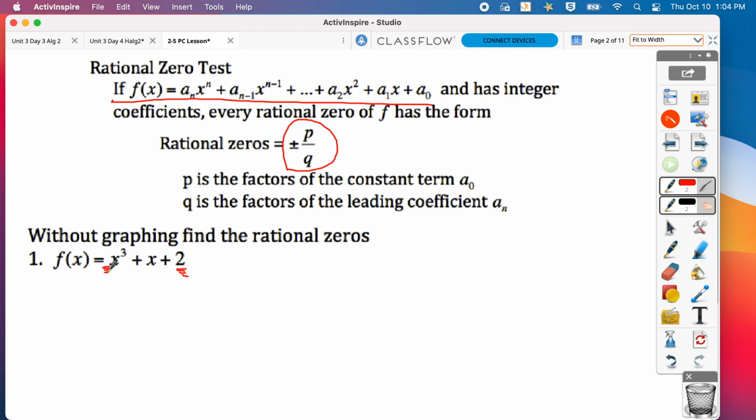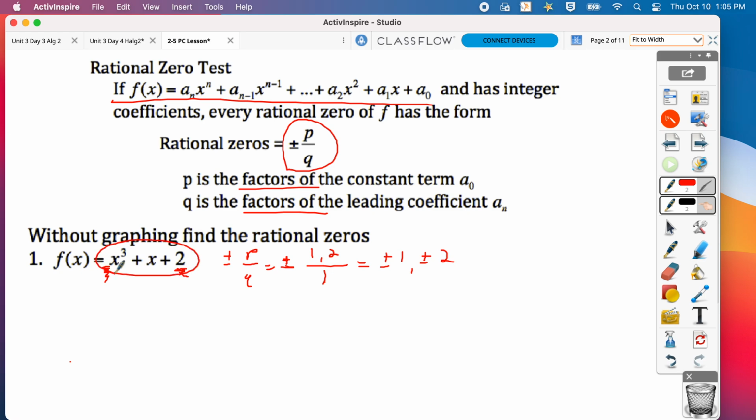All right, so number 1 says without graphing, find the rational zero. So if I have f of x equals x to the third plus x squared plus 2, I'm going to do plus or minus p over q, which is plus or minus my factors of 2, which are 1 and 2, divided by the factors of my leading coefficient, which is 1. So I'm going to write plus or minus 1 and 2 over 1. I'm going to write each of these fractions, 1 over 1 and 2 over 1. So these are 4 potential answers, rational answers for this function.